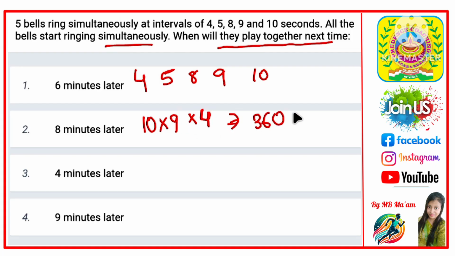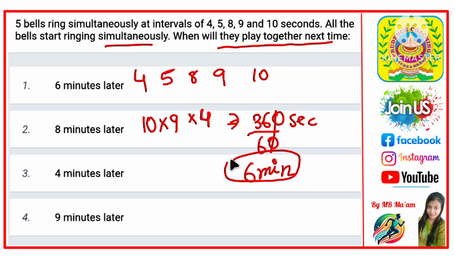360 seconds means if we divide this by 60, then we are getting what? We are getting 6 minutes. That means after 6 minutes again these bells will ring together. So this is our final answer, that is option number 1.